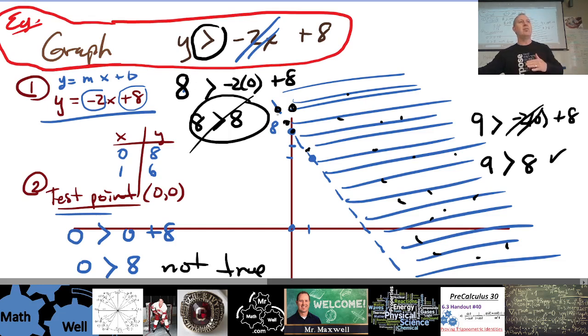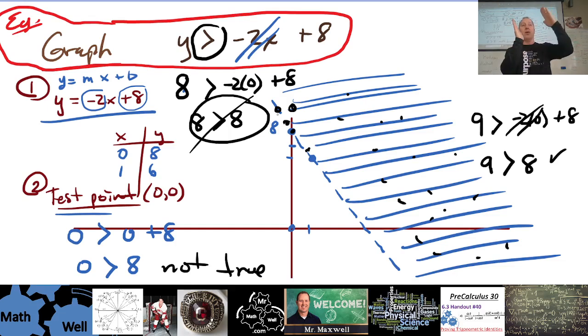So the dashed line means this is a border that you can come up to, but you can't touch it or cross it. If it's a solid line, you can come right up to that border, and all the points that form that border are also part of the solution set. Make sense now? Yeah. Good. Any other questions?